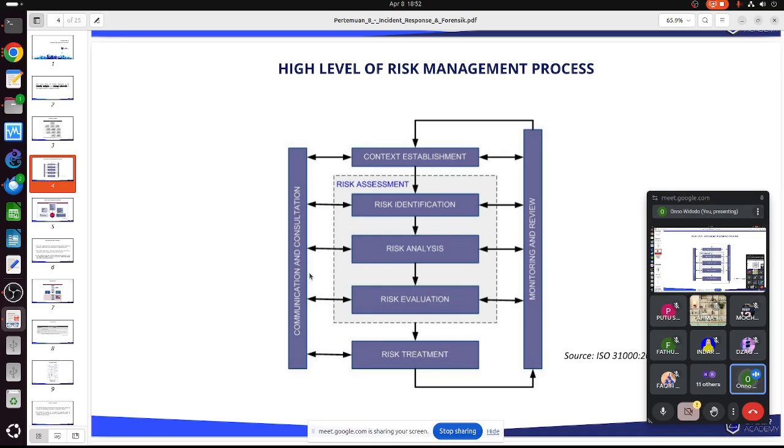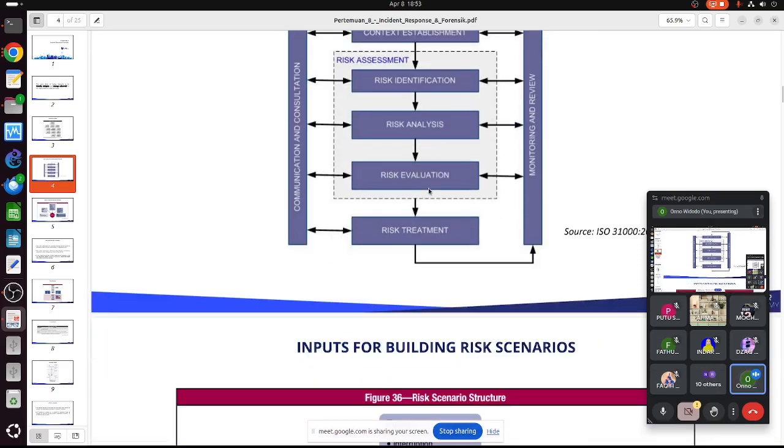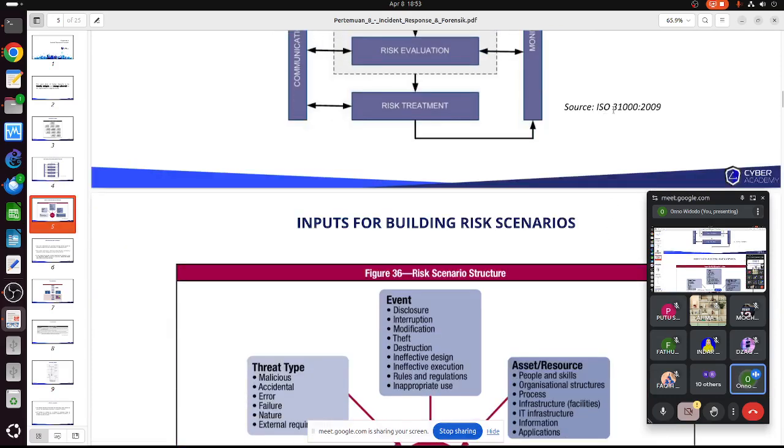Within the organization we need to have a special task force, and this task force needs to communicate and consult with many other institutions as well as the higher-level institution. Okay, so this is the risk management process. This is ISO 31000:2009.